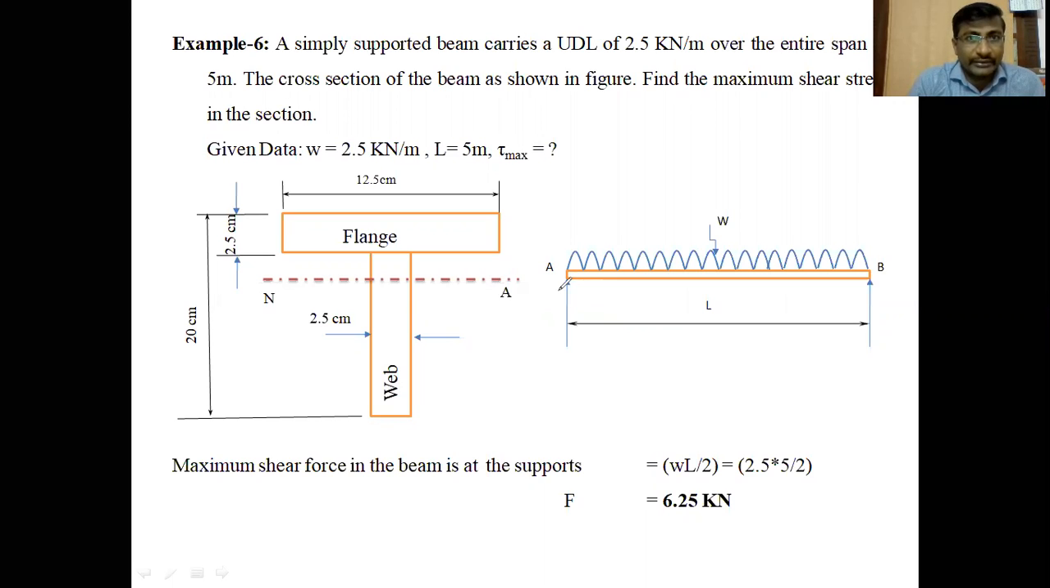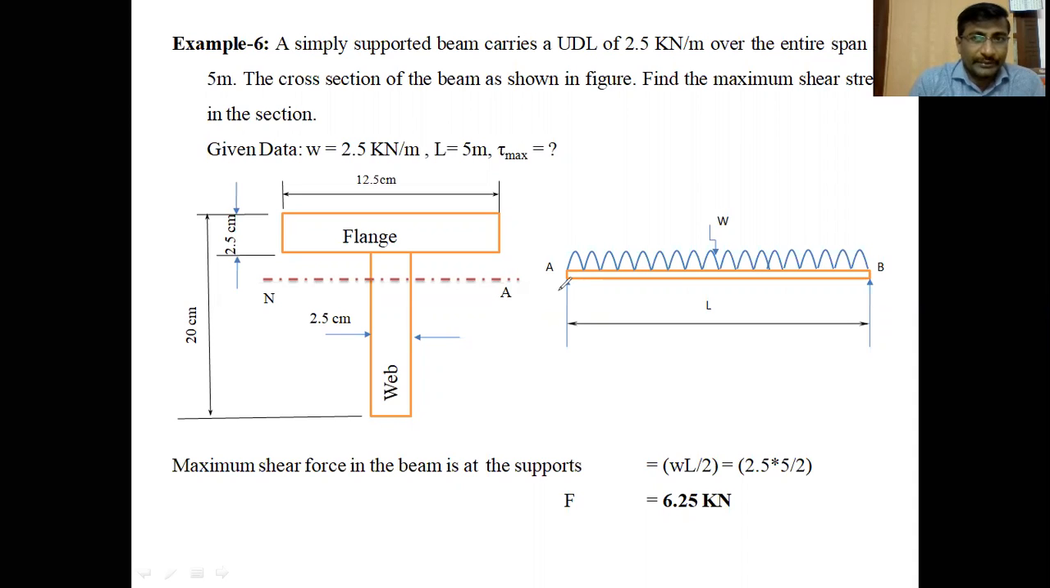Example 6 is a simply supported beam that carries a UDL of 2.5 kilonewtons per meter over the entire span of 5 meters. The cross section of the beam is as shown in the figure. Find the maximum shear stress in the section. Generally, for every section except a triangular section, the maximum shear stress occurs at the neutral axis, which is passing through the centroid or center of gravity.